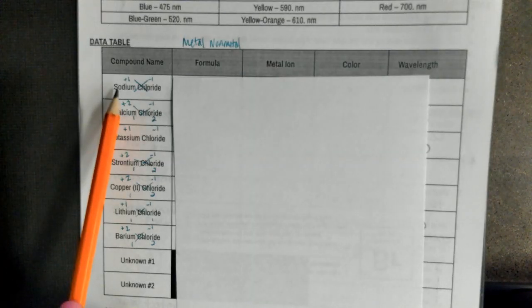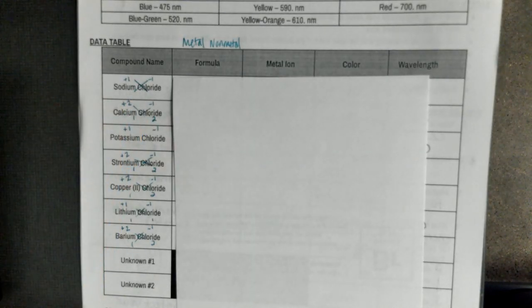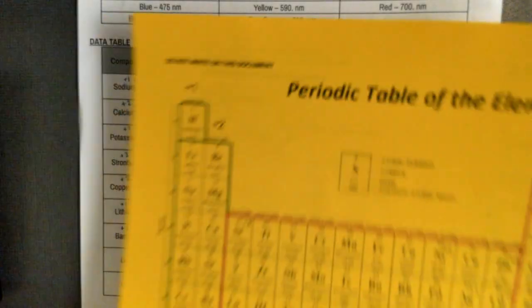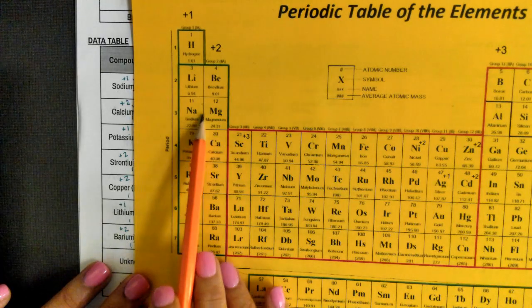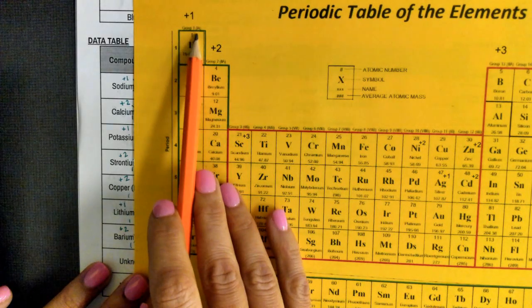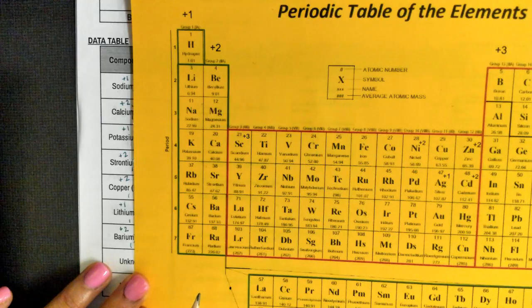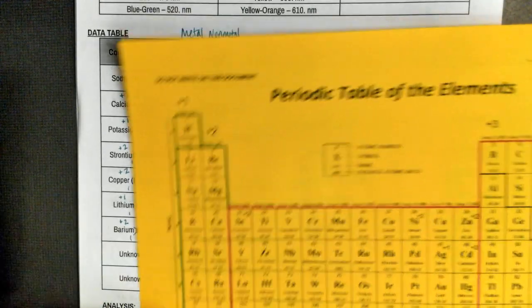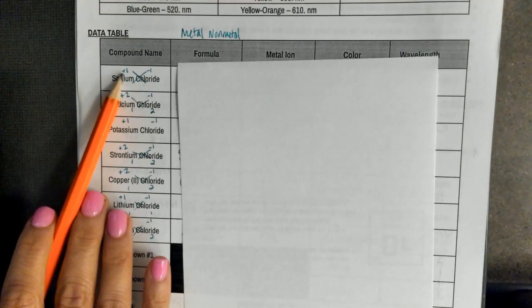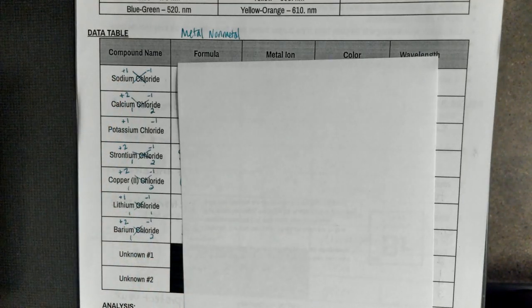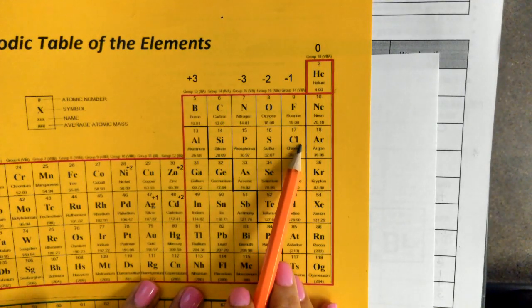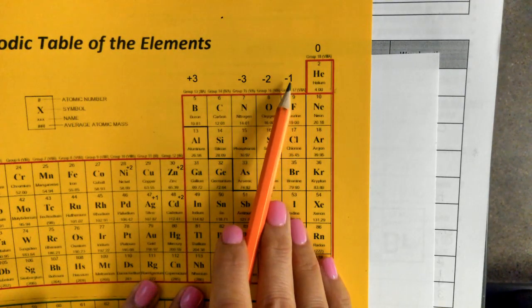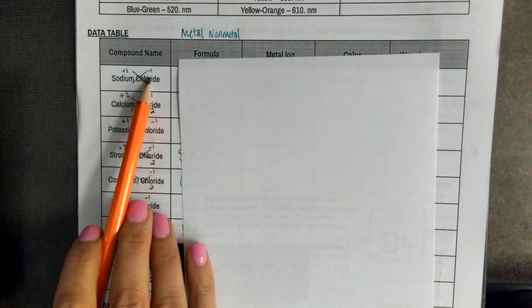So when we have our compound name here as sodium chloride, sodium is on the periodic table, and it's right here, element number 11. So if I find sodium and I look all the way at the top, I can see it's a +1 charge. So that's why I took my pencil and I wrote in +1 above my sodium. Chlorine is all the way on the right side because it's a nonmetal. So if I look all the way up at the top, I have a -1 charge. So that's why I wrote +1 and -1.